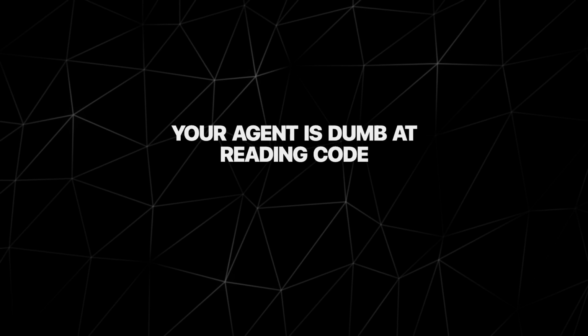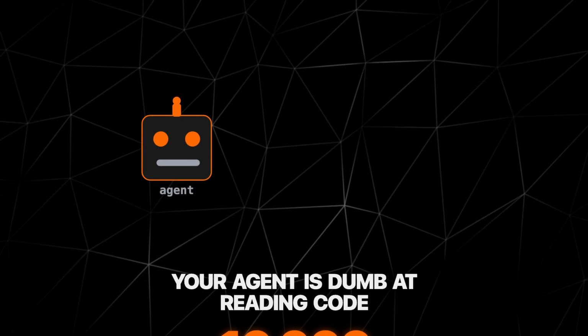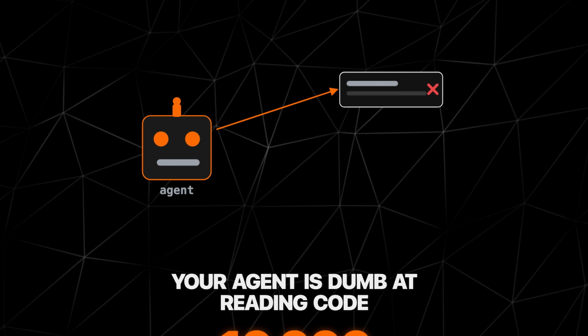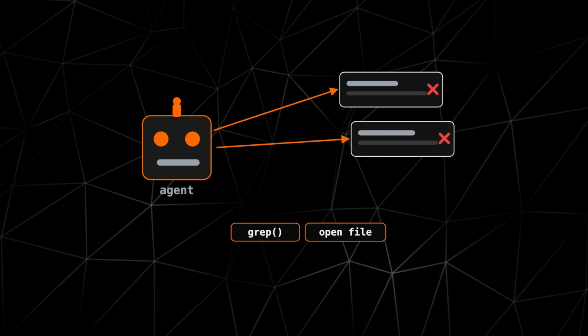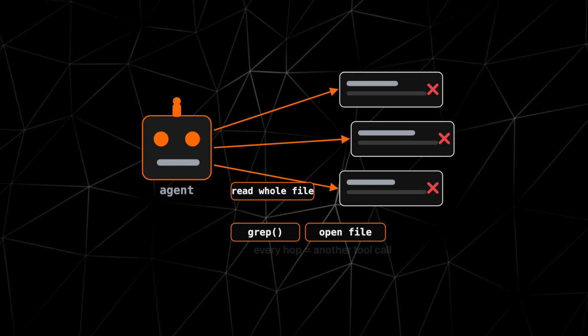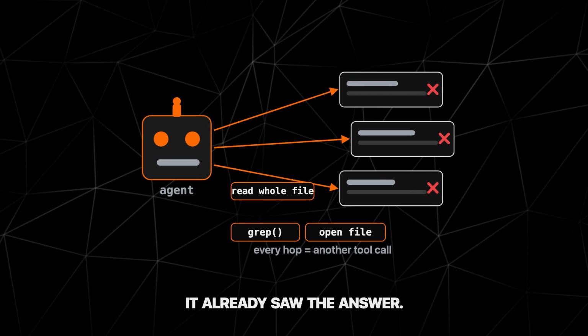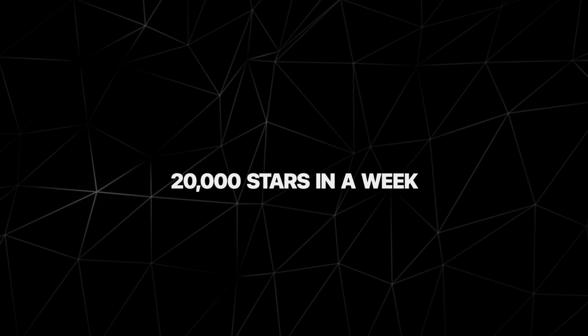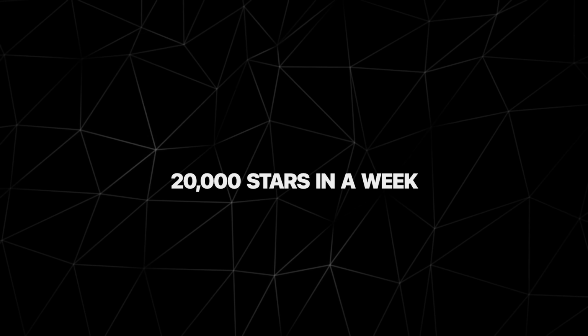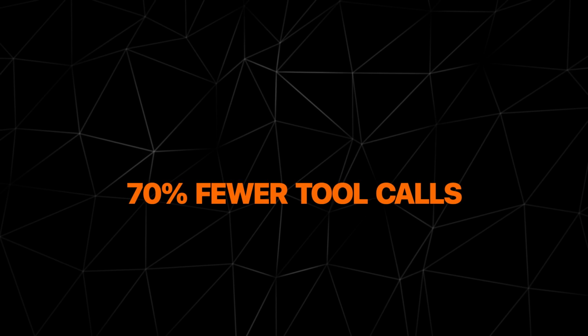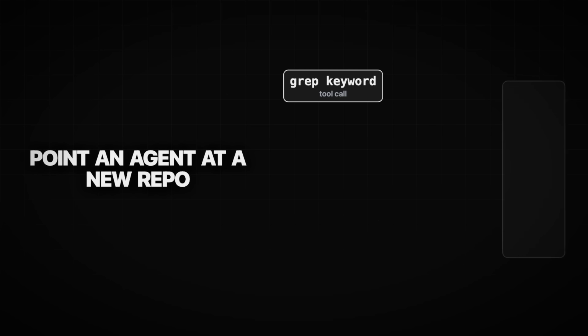Your coding agent is dumb, not the model, the way it reads your code. Every question, it greps, opens a file, opens another, burns 10,000 tokens to answer something it already saw. This repo got 20,000 stars in a week by fixing that one thing, and cut an agent's tool calls by 70%.